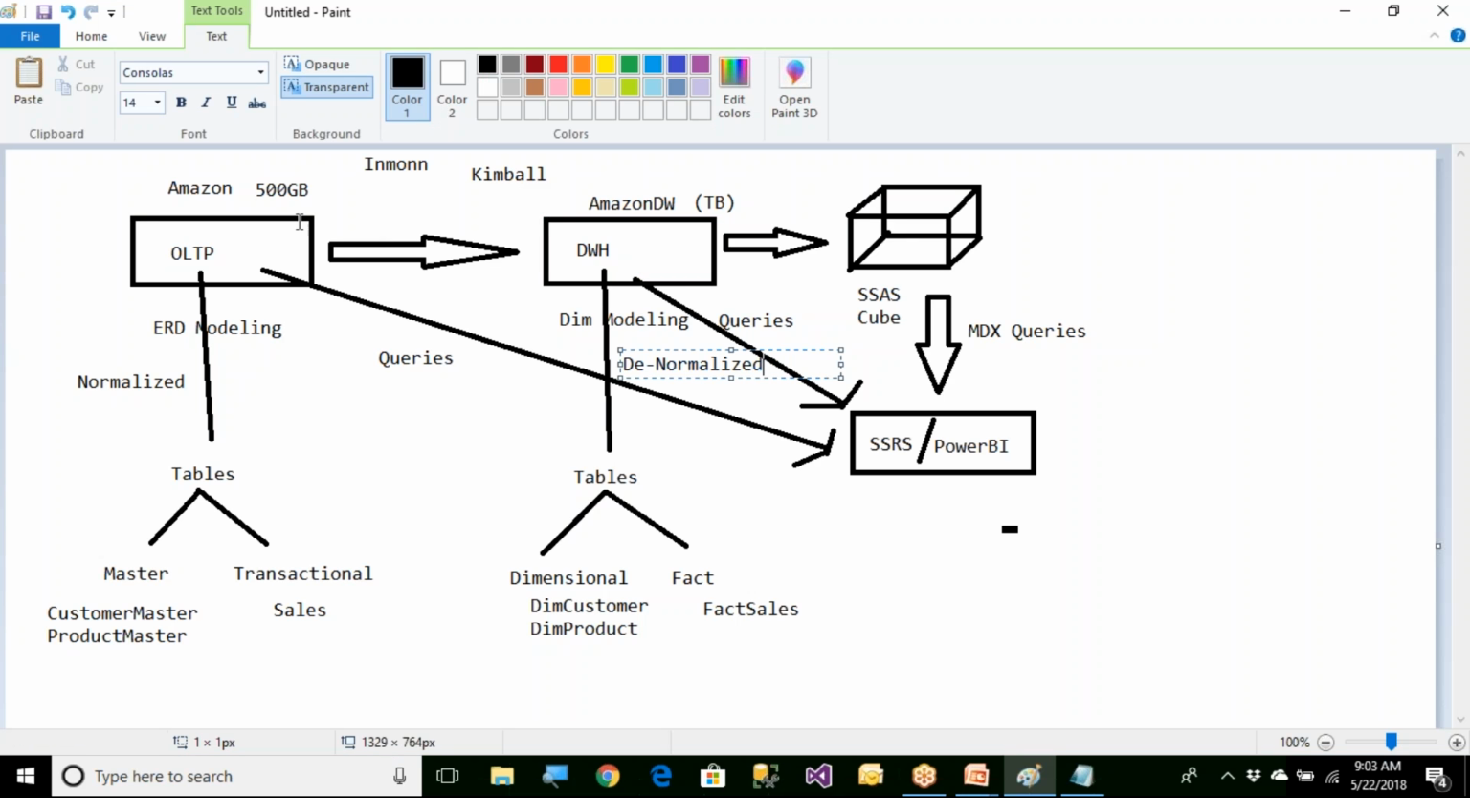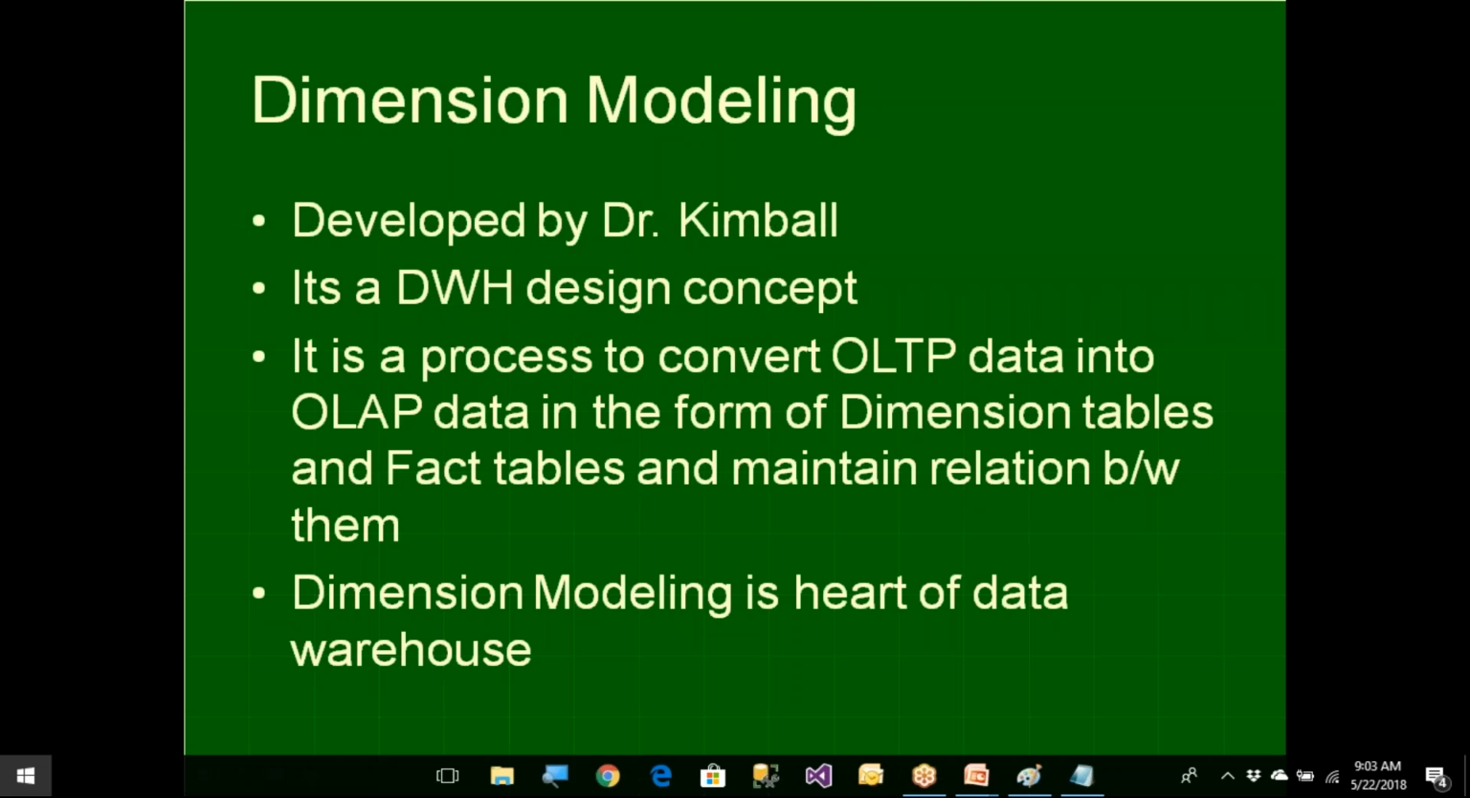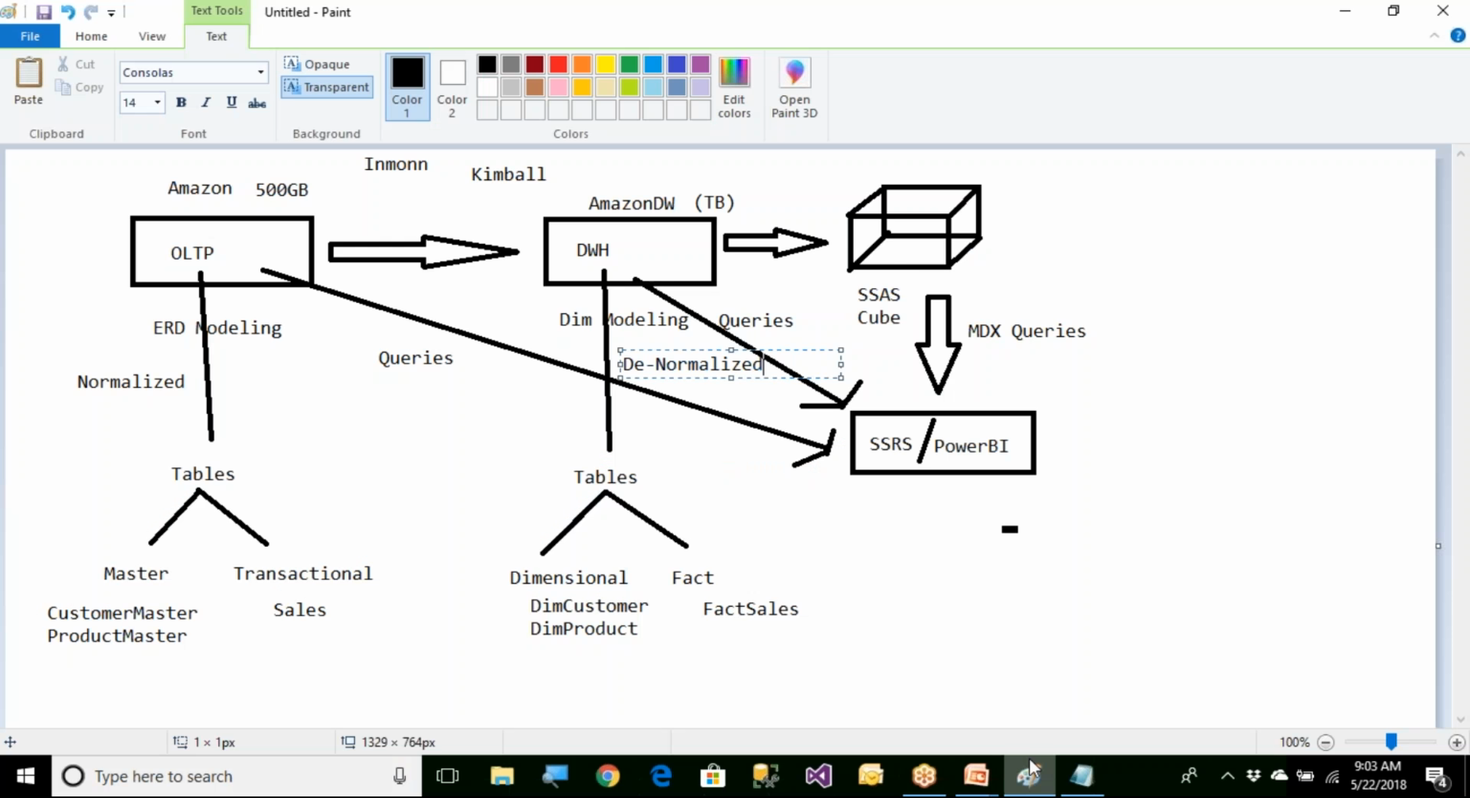But Kimball says for the OLTP, you use ERD modeling, which indirectly uses the normalization concept. Normalization we'll discuss. And for a data warehouse, if you want to create one, use dimension modeling. When you use dimension modeling, you automatically use the denormalized concept. And this is the approach given by Dr. Kimball.